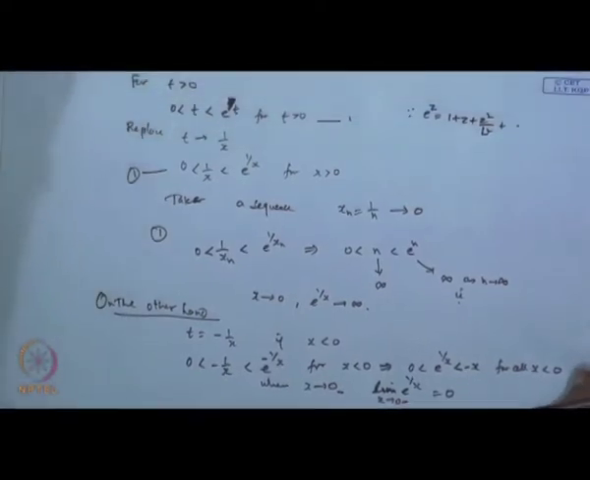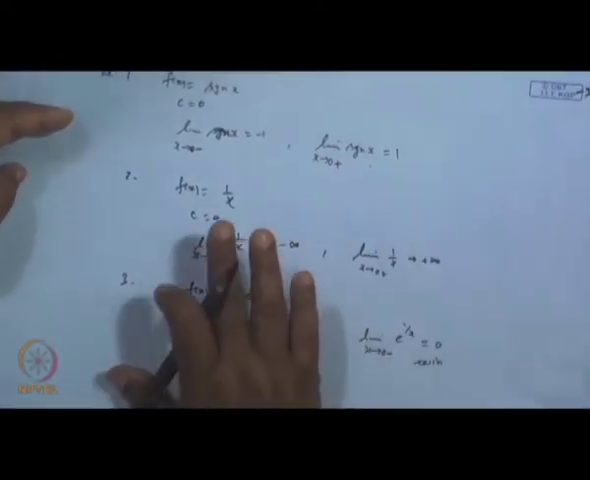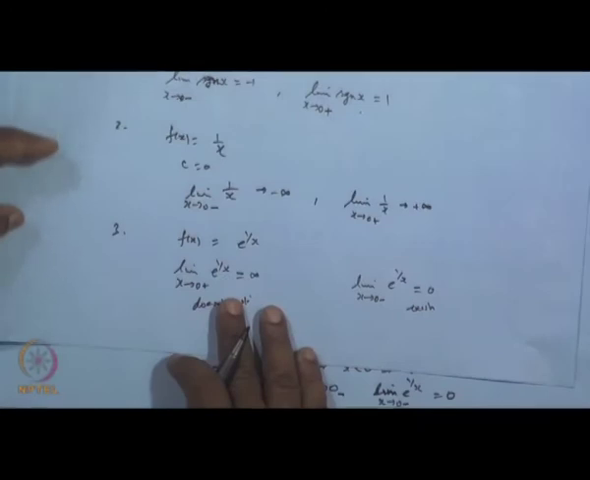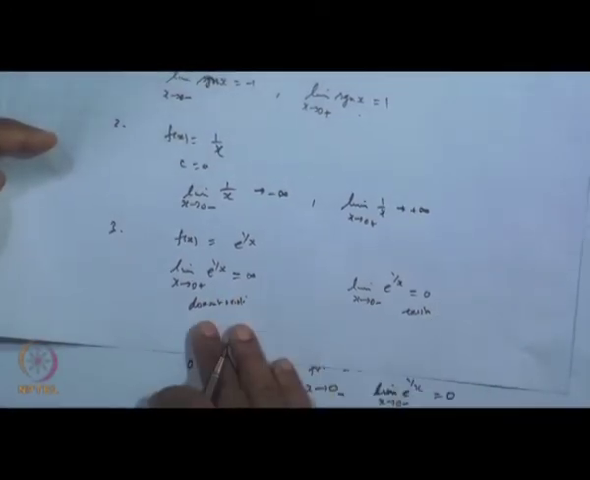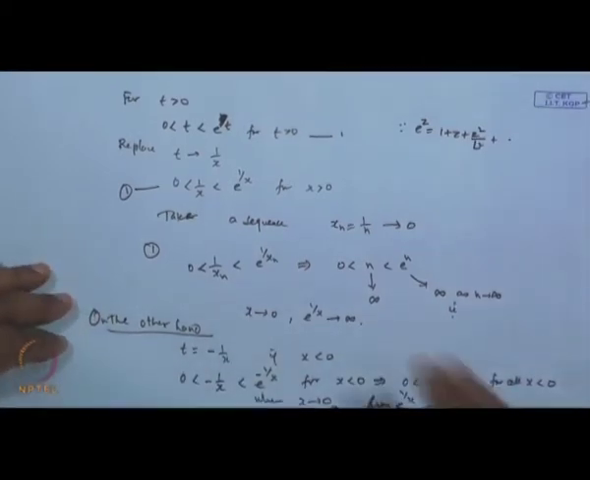So we have seen three examples. One is when the left hand limit and right hand limit both exist, but they are different. Second, when neither the left hand limit nor the right hand limit exists, it comes out to be infinity or minus infinity. In the third case, only the left hand limit exists, the right hand limit does not exist. So the concept of the left and right hand limit depends on the function. And when both these limits coincide, then we say the function has a limit at the point x = 0.